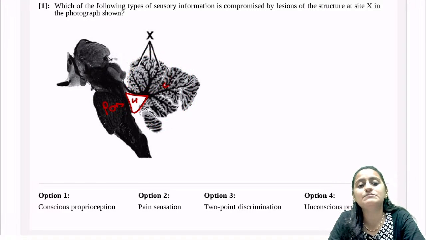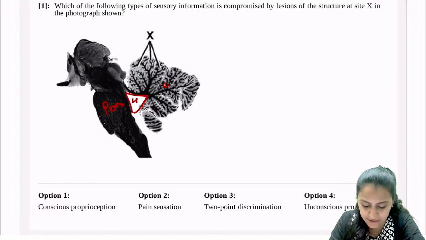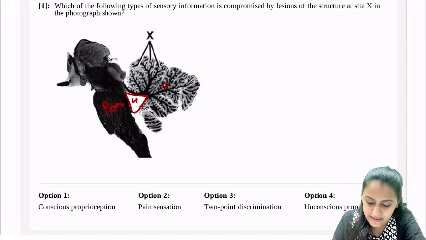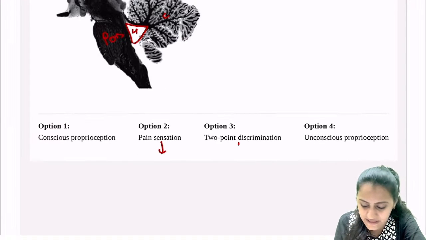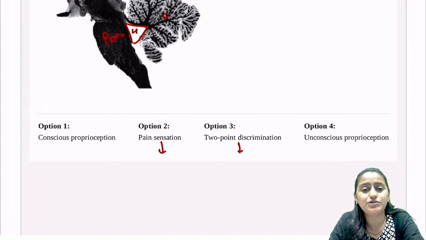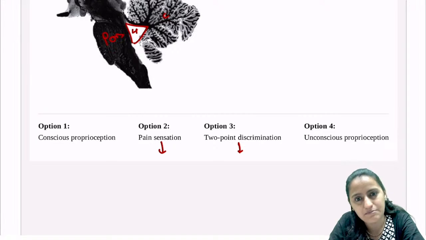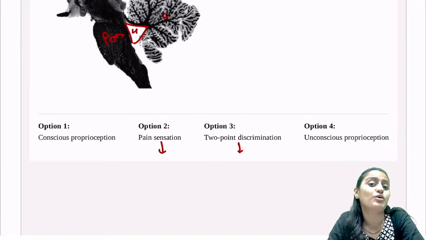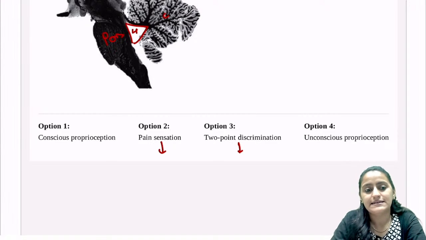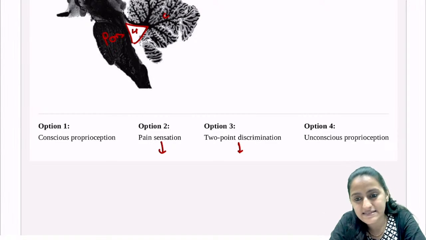So a cerebellum lesion basically will lead to the loss of which sensation? Remember, it is not pain sensation. It is not 2-point discrimination. You rule out the options at least. You know that with cerebellum, the proprioception is very, very important, right? Cerebellum is important for maintaining the balance and then proprioception as well. That is why we do the joint test, okay?